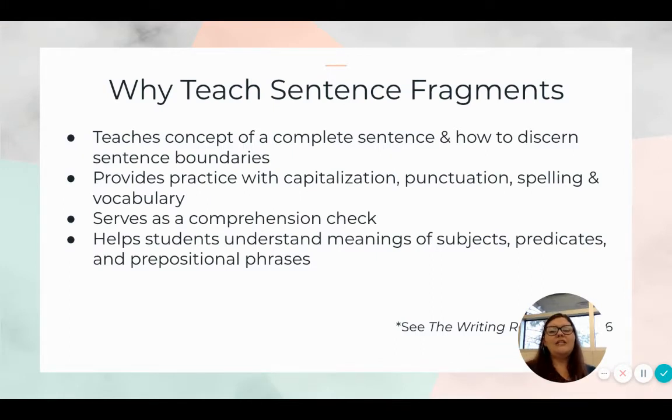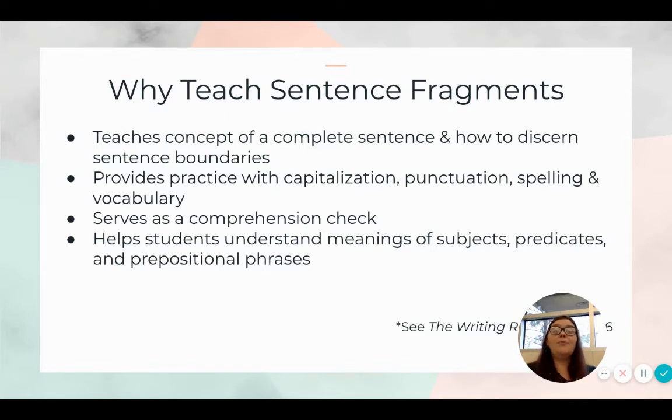So why would we teach sentence fragments? Teaching sentence fragments teaches the concept of complete sentences and how to discern sentence boundaries. This is really important. As a middle school teacher, I saw that even some students in middle school were struggling with this. So this is something that can be applied to any grade level.